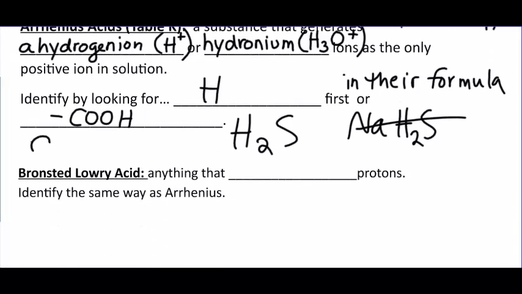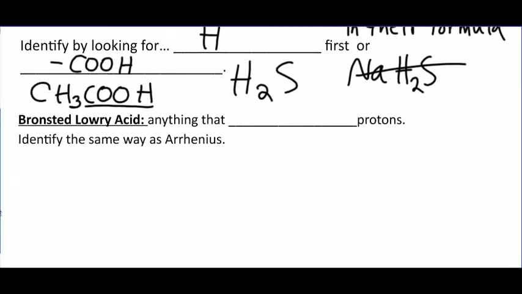Or you might have something like this. That's an acid because it has the COOH group. This is the organic acid that I know you remember looks like this. And when you put this in water, the bond breaks here, and it generates hydrogen ions as the only positive ion in solution. So COOH group or H first. That's how you recognize an acid.